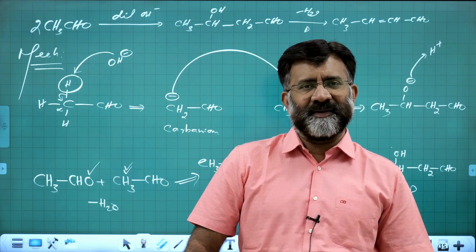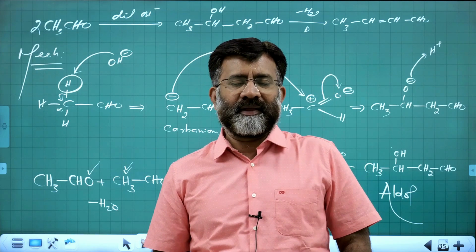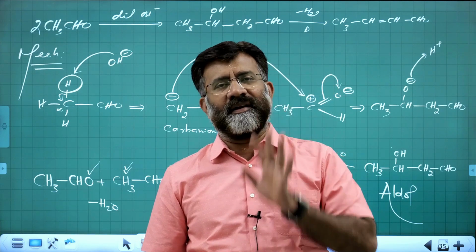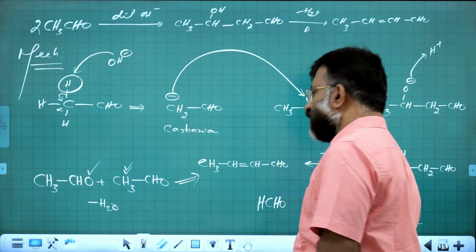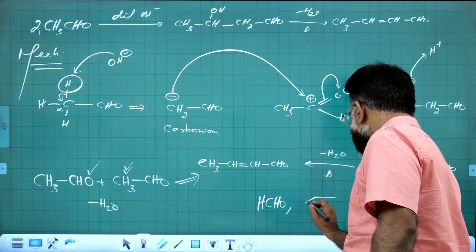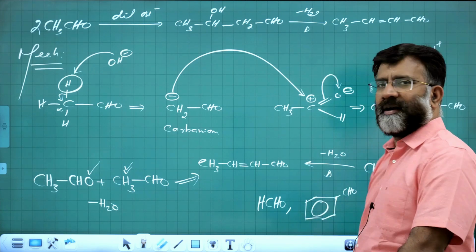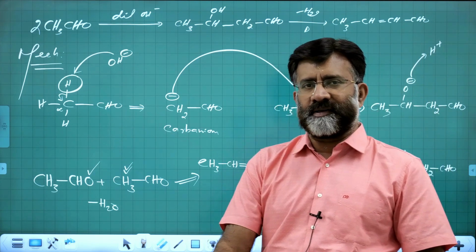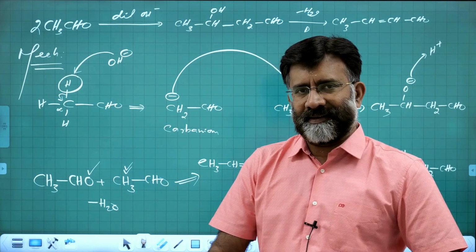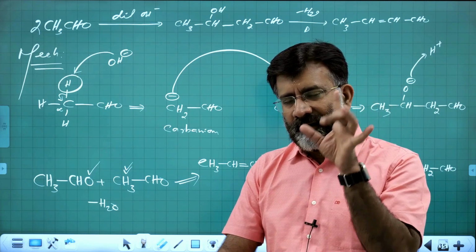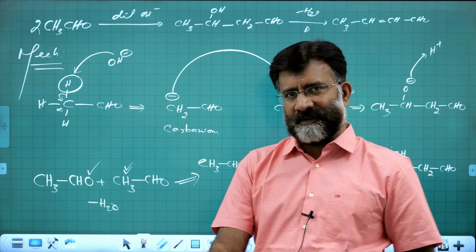Remember, it is given by aldehydes or ketones with alpha hydrogen. If you take formaldehyde, there is no alpha carbon. If you take benzaldehyde, there is an alpha carbon but no alpha hydrogen. So molecules without alpha hydrogen cannot trigger aldol condensation. Please be very careful. Aldehydes without alpha hydrogen cannot trigger aldol reaction.